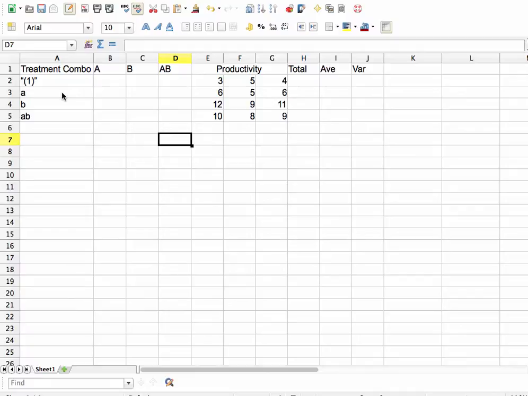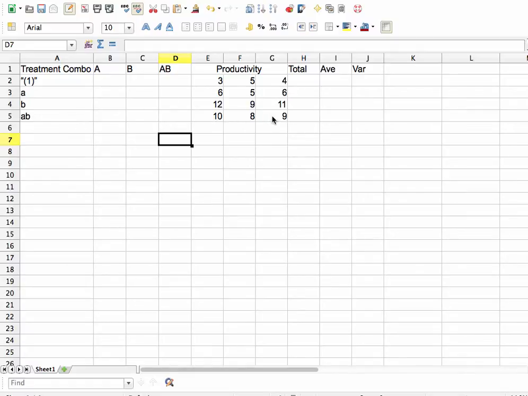A represents the high value for factor A and the low value for factor B. So this is people that got 3 slices of pizza and 1 can of Mountain Dew, and their productivity was 6, 5, and 6. B represents those who got Mountain Dew at the high end, pizza at the low end. Their productivity was 12, 9, and 11. AB represents the people that got 3 slices of pizza and 4 cans of Mountain Dew, and their productivity is given here.